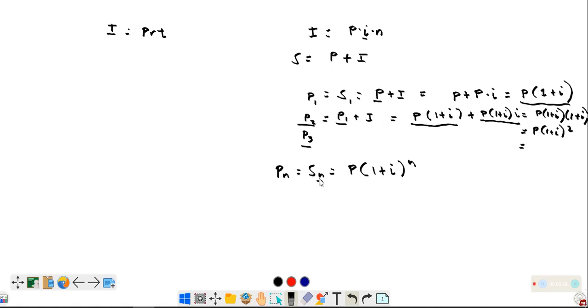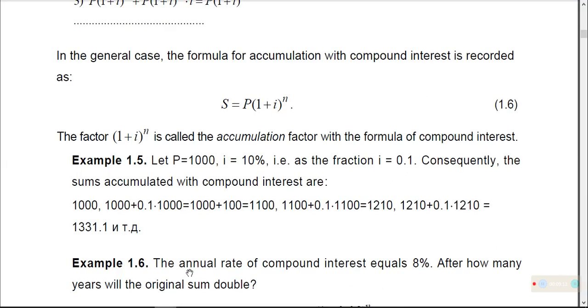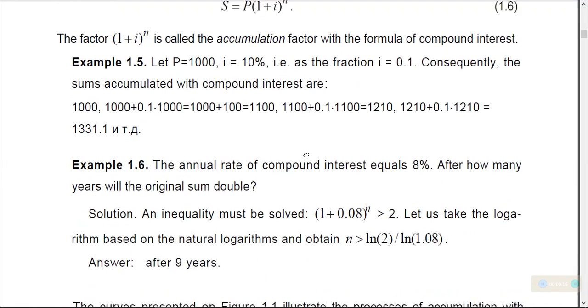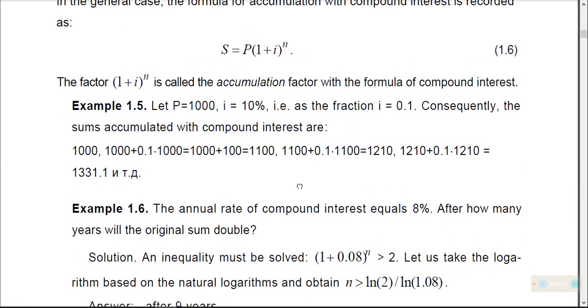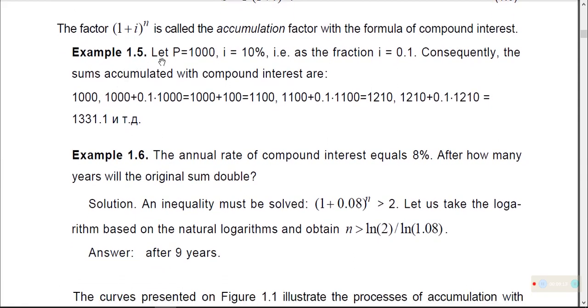But, say for example, maraming tanong sa loob ng problem. Get the accumulated value at the end of 3 years. E di S sub 3 siya. Tapos nandito yung 3. At the end of 6 years, e di S sub 6 naman siya. Raised to the power of 6 naman dito. Common sense lang siya. All you have to do is to analyze the problem. So, punta tayo kay example 1.5.